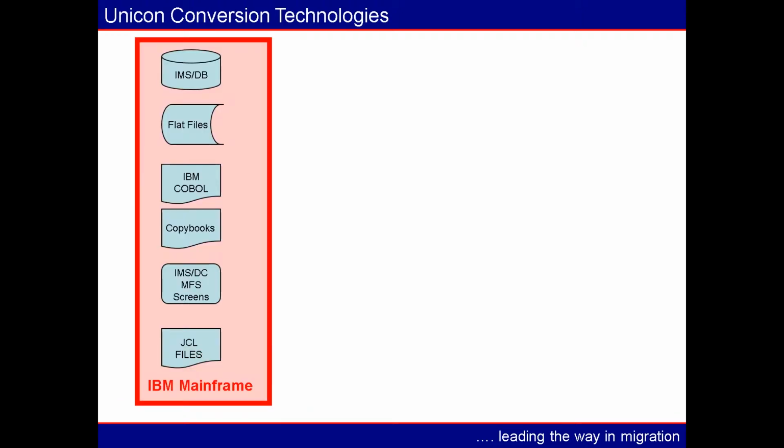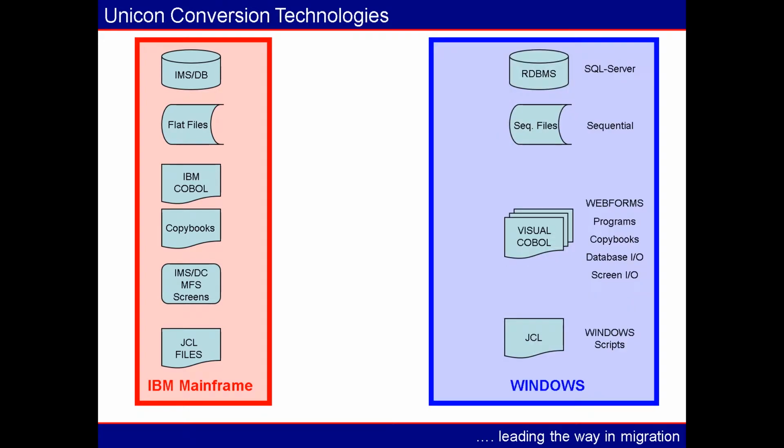In this example, the customer's current components are IMS database files, COBOL programs, MFS screens running in an IMS region, and JCL files to perform the batch jobs. The new Windows platform is to use SQL Server tables, ASPX web form screens serviced by an IIS web server, Visual COBOL programs, and .BAT scripts to run the batch jobs.